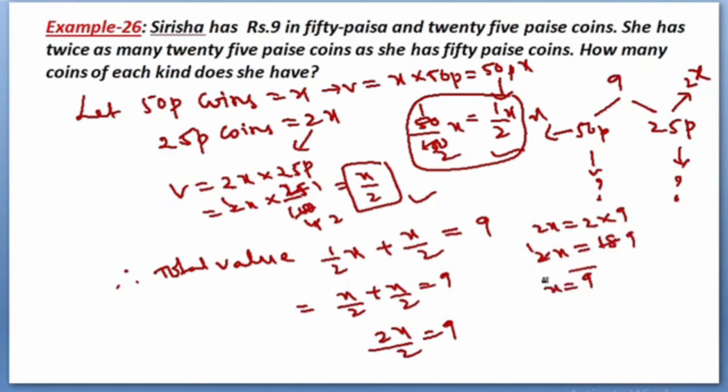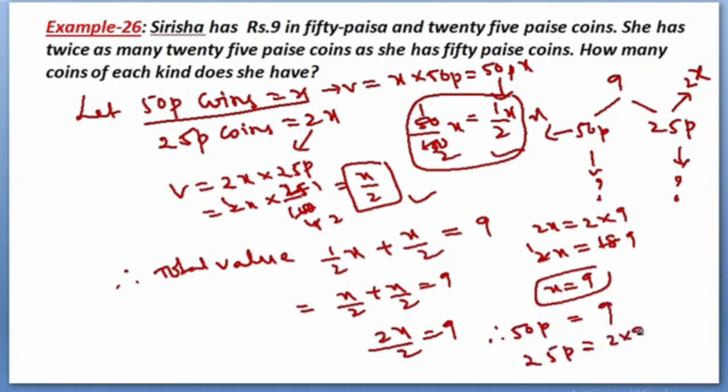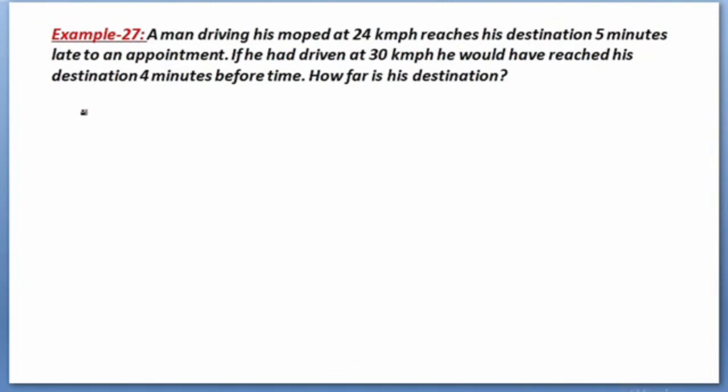So x is equal to 9 means the 50 paisa coins are 9, and the 25 paisa coins are 2x, which is 2 into 9, equal to 18. So in this 9 rupees, we have 9 coins of 50 paisa and 18 coins of 25 paisa. That is the answer. Next example, the 27th question.